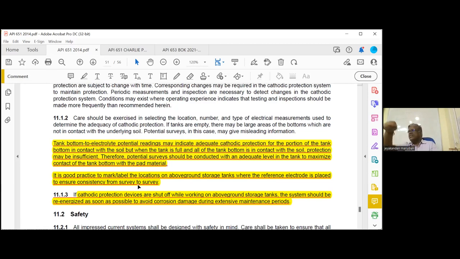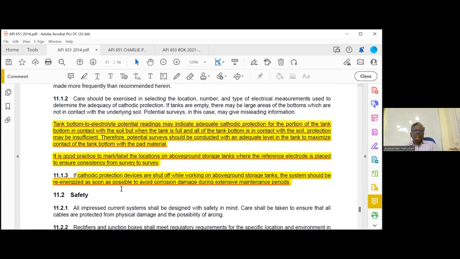If cathodic protection devices are shut off while working on the aboveground storage tank, the system should be re-energized as soon as possible to avoid corrosion damage. Suppose you switch it off because you are going to work inside the tank for safety. Then once the inspection is completed, you immediately start it.